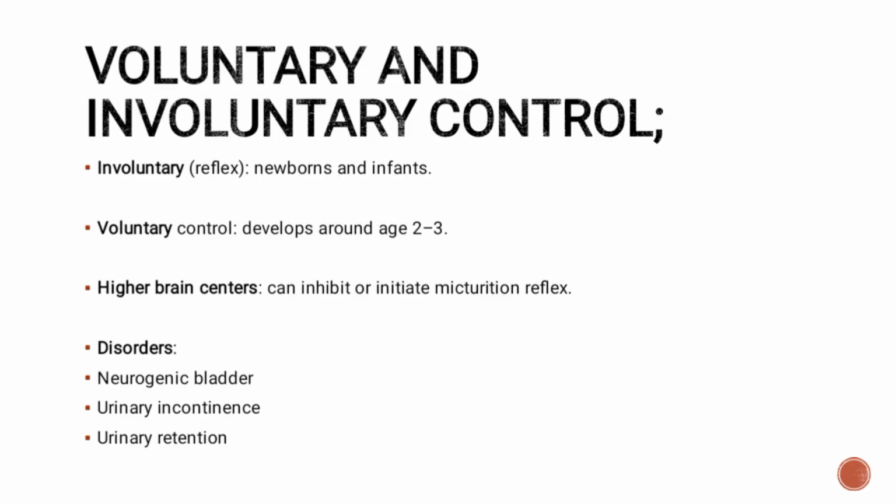Then voluntary and involuntary control of micturition. In infants, micturition is a purely reflexive and involuntary process. As the nervous system matures, the cerebral cortex gains control, allowing voluntary suppression of the micturition reflex until it's socially appropriate to void. Damage to spinal or brain centers can disrupt this coordination, leading to conditions such as neurogenic bladder, urinary incontinence, or urinary retention.